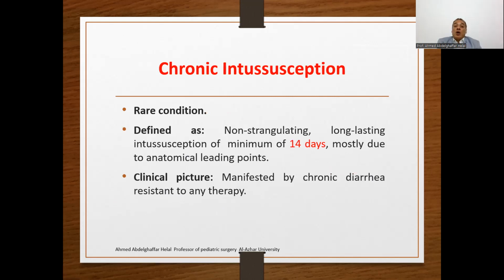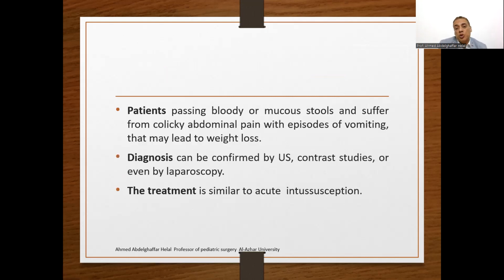There is a third one called chronic intussusception. It's a rare condition defined as non-strangulating, long-lasting intussusception of a minimum of about 14 days, mostly due to an anatomical leading point, manifested by chronic diarrhea resistant to any therapy. Patients usually pass bloody or mucus stool and suffer from colicky abdominal pain with episodes of vomiting, and finally may lead to weight loss.